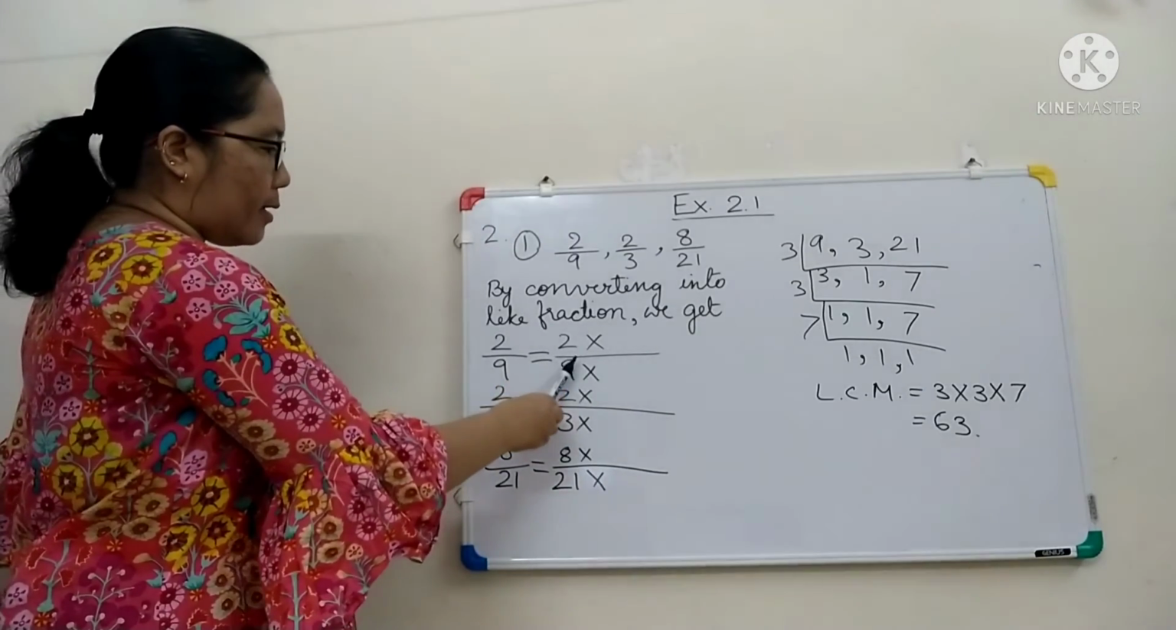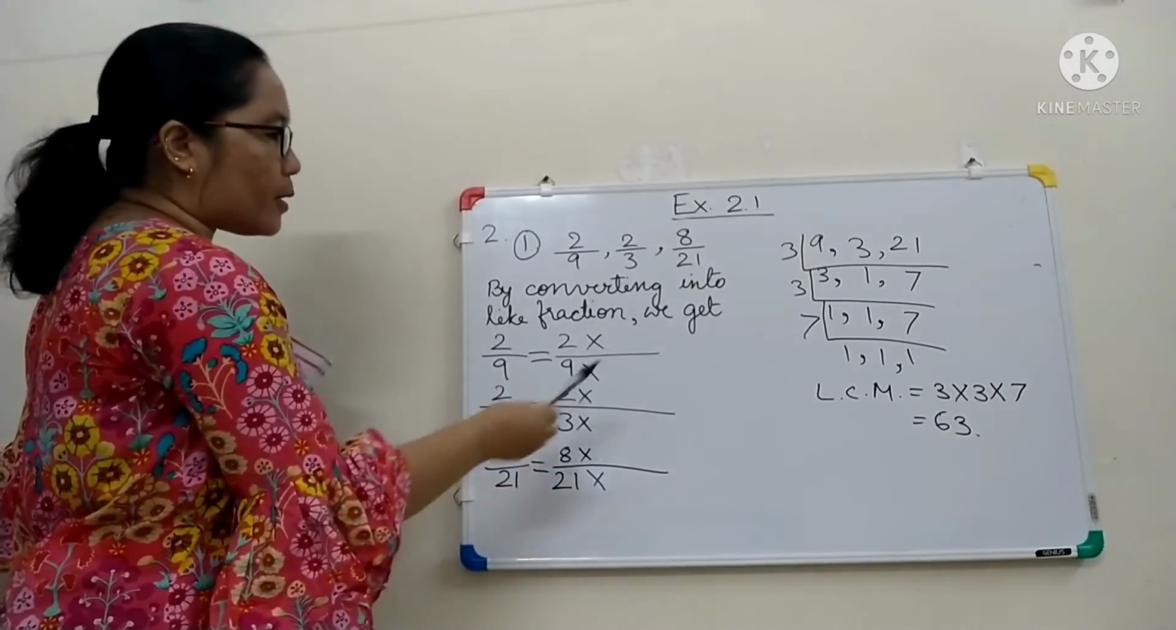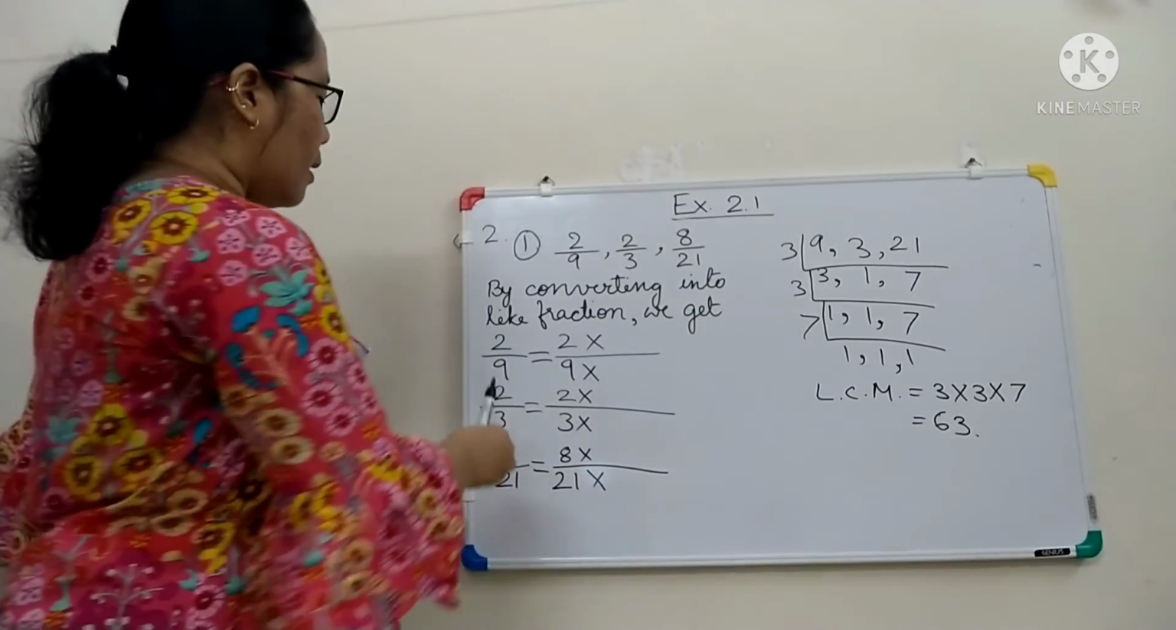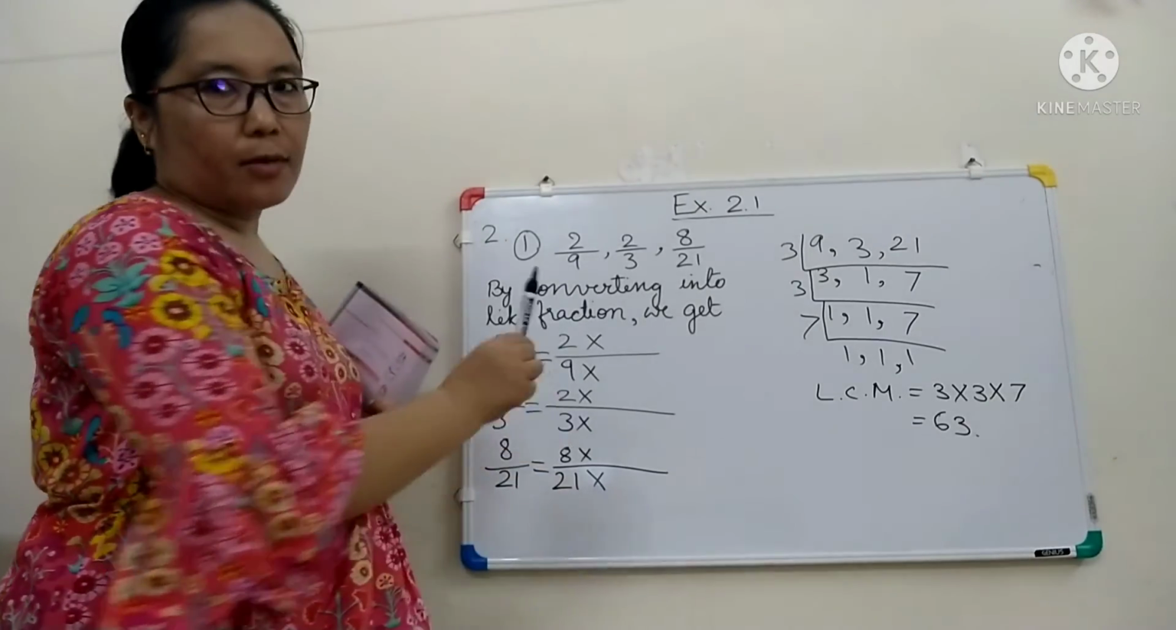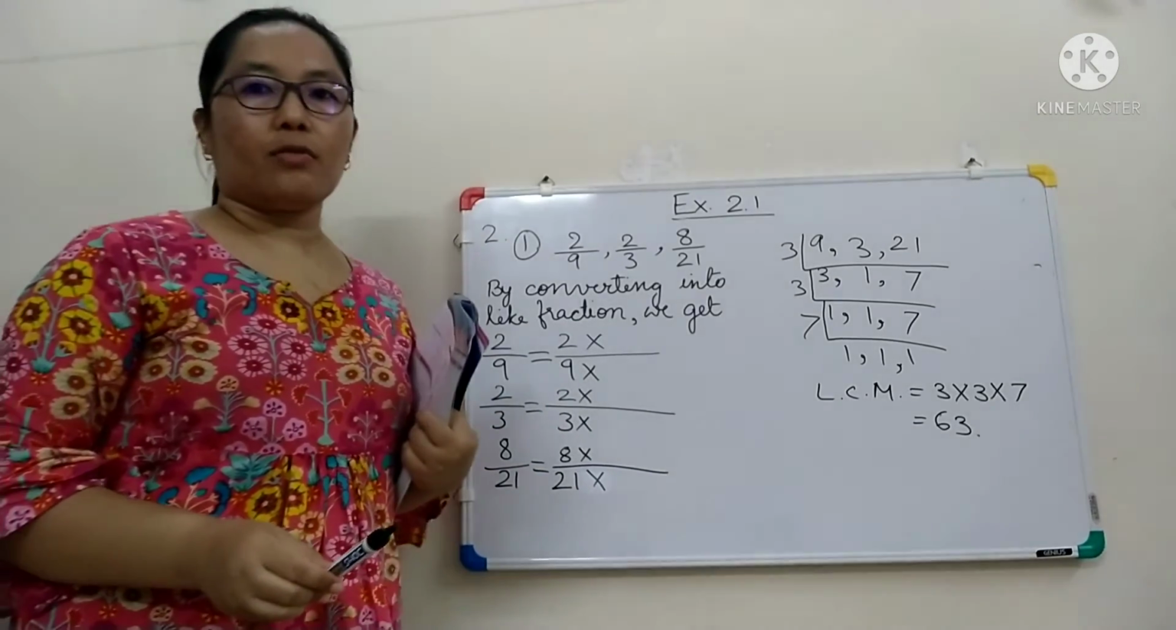Then we will write this next step. After that, what will we do? See, we will look at the denominators first, not the numerators. If we start with the numerators, then it will be wrong.